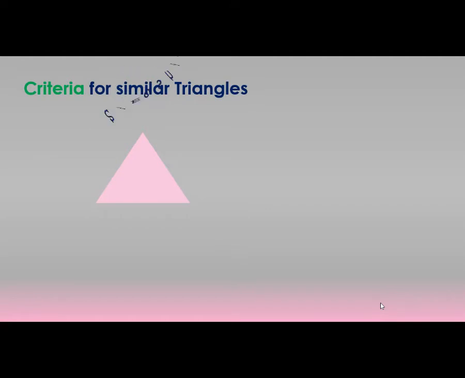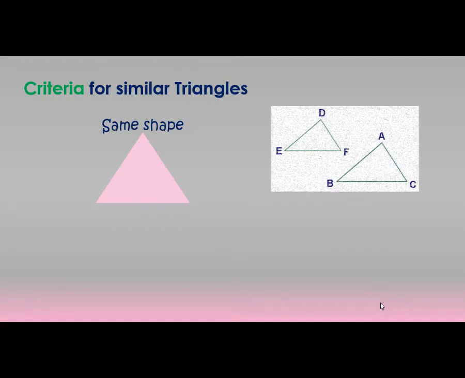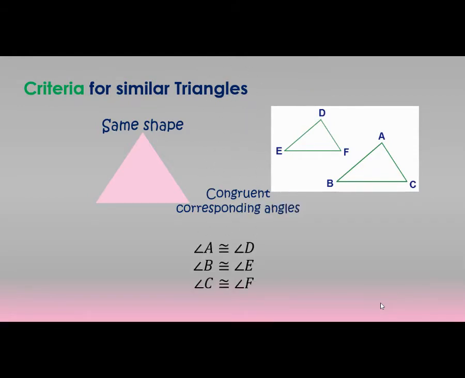Criteria for similar triangles. The triangles should have the same shape, like shown in the figure. I see that triangle ABC and triangle DEF are of the same shape. And congruent corresponding angles. So here I see that angle A and angle D are corresponding angles. They're congruent. Angle B is congruent to angle E. Angle C is congruent to angle F.